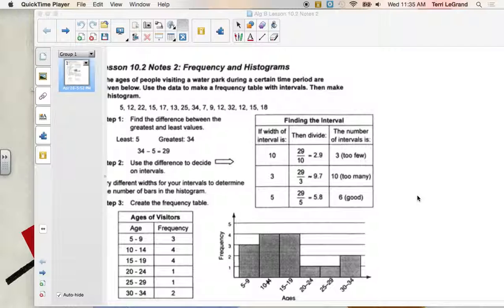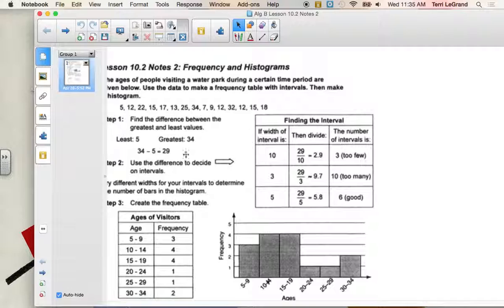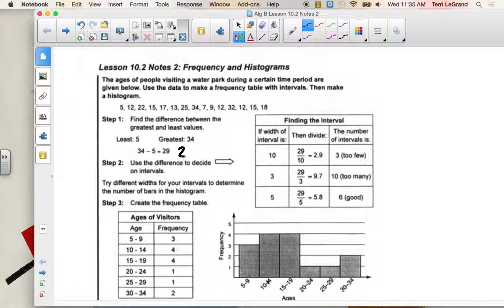I do it a little bit differently because I say if 34 minus 5 is 29, that means there's a range of 29, but there's numbers at both ends, so we're going to add 1 to that. So what I would do is say, okay, we really have 29, and we can add 1 to that, and we get 30. And then now you decide how wide you want your intervals to be. So that's what they're doing here.